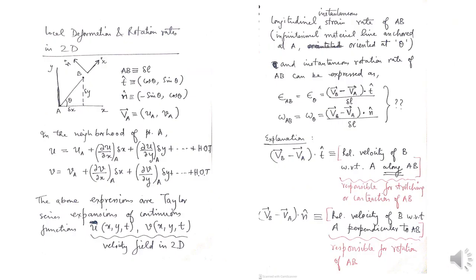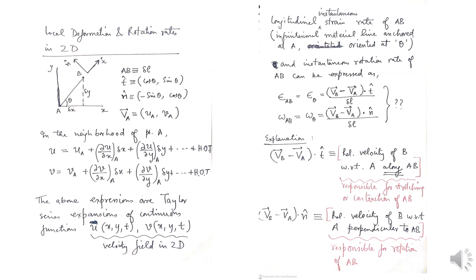Okay, so let us start doing a little bit of analysis for the local deformation and rotation rates. And as I said, we'll restrict our attention to two-dimensional flow domains because, to start with, that is the most logical thing to do. Let's restrict to a simple scenario so that we can easily understand and perform the mathematical analysis. As you can see, the figure shows a tiny portion of the material line AB.